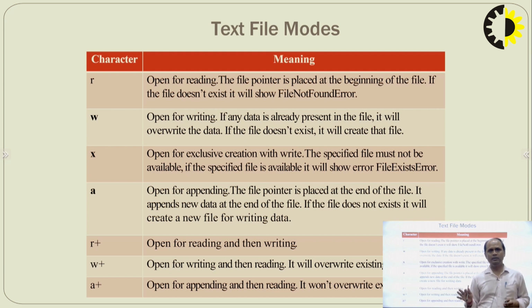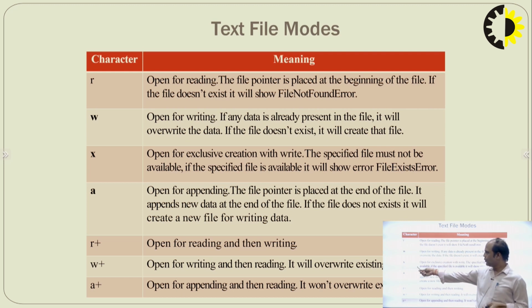So we have already discussed two types of mode. One is reading, another is writing mode. In the reading mode, we can only read the particular file. We cannot write anything on that file. If we open the file in the writing mode, then opening for the write, if any data is already present in the file, it will override that data. If the file does not exist, it will create the file. These are the two particular modes, R and W.